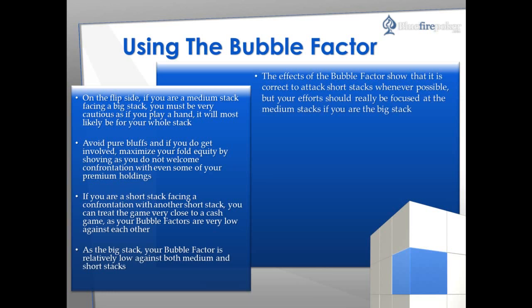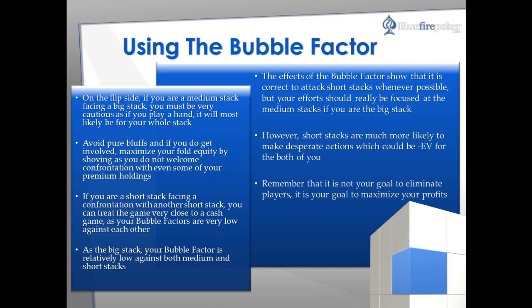When we're the big stack, our bubble factor is relatively low against both medium and short stacks. And the effects of the bubble factor can show that it is correct to attack short stacks wherever possible, but our efforts should definitely be focused at the medium stacks when we are the big stack. We can really abuse the medium stacks in these situations and pick up a whole lot of equity off of them, because they should not be willing to risk as much as the short stacks are.